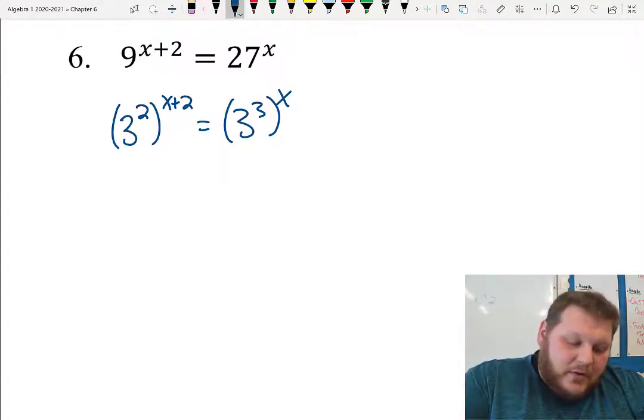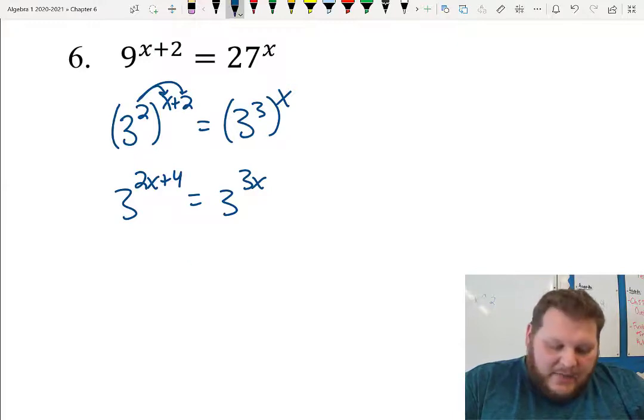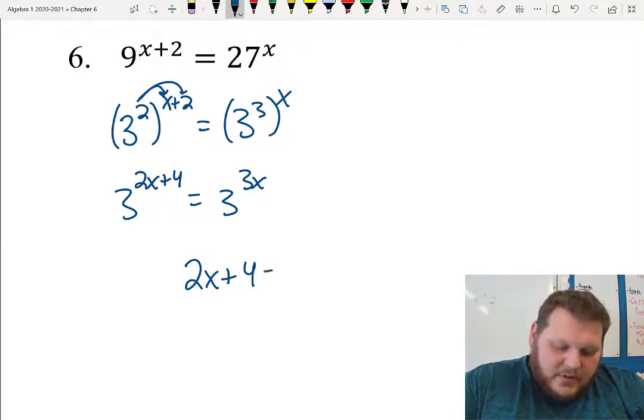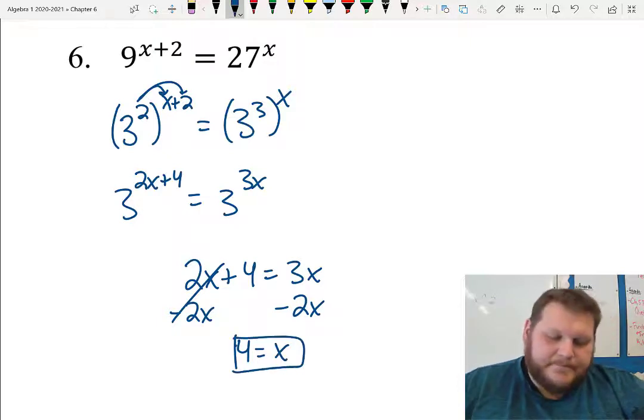Now, doing the power rule here, I have to distribute my 2. It gives me 3 to the 2x plus 4 equals 3 to the 3x power. And now I've got 2x plus 4 equals 3x. I can move my x's together on the left side or the right side, and I get 4 equals x.